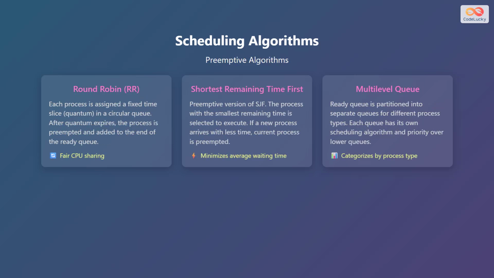Now let's discuss some preemptive scheduling algorithms. Round robin, also known as RR, assigns each process a fixed time slice, also known as quantum, in a circular queue. After the quantum expires, the process is preempted and added to the end of the ready queue. Shortest remaining time first is a preemptive version of shortest job first. The process with the smallest remaining time is selected to execute. If a new process arrives with less time, the current process is preempted. A multi-level queue partitions the ready queue into separate queues for different process types. Each queue has its own scheduling algorithm and priority over lower queues.